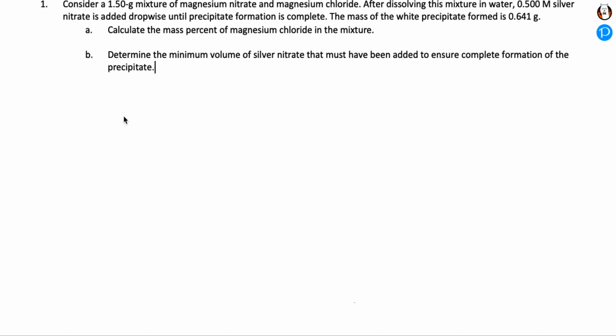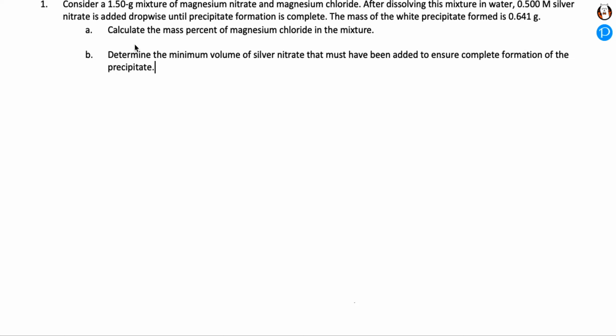Let's take a look at this example, which is an example of working a precipitation reaction problem. So we've got, consider a 1.5 gram mixture of magnesium nitrate and magnesium chloride. After dissolving this mixture in water, 0.500 molar silver nitrate is added dropwise until precipitate formation is complete. The mass of the white precipitate formed is 0.641 grams.